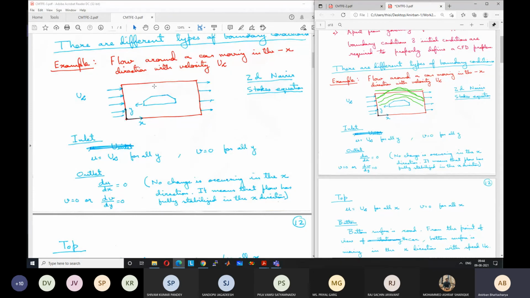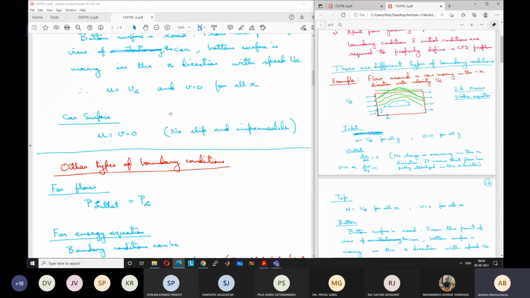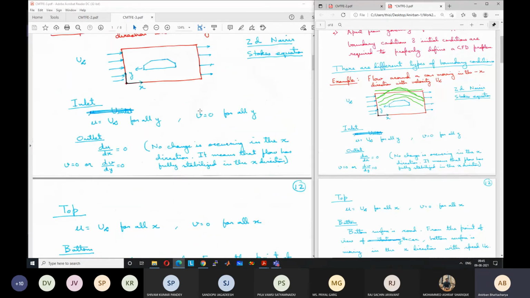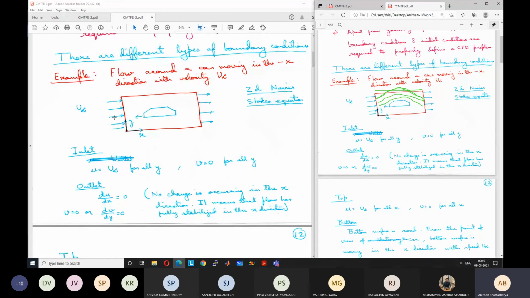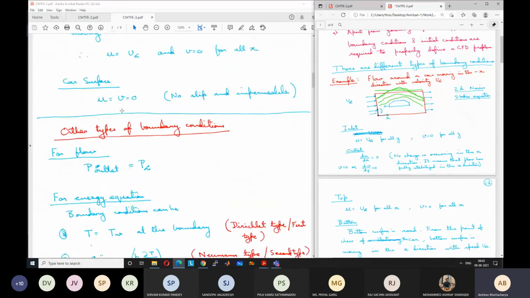In a similar way, you have to take boundary conditions appropriately for your problem and define the appropriate geometry. So it is a matter of experience and practice. Let us take a look at other types of boundary conditions.